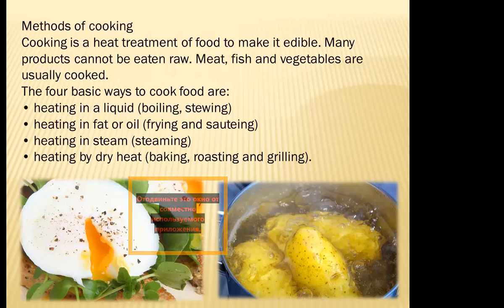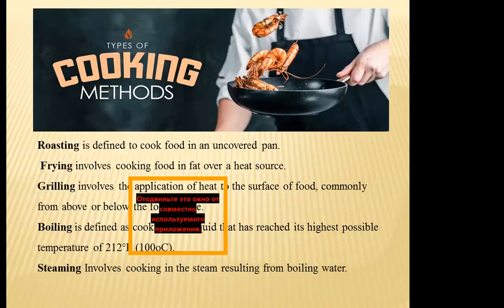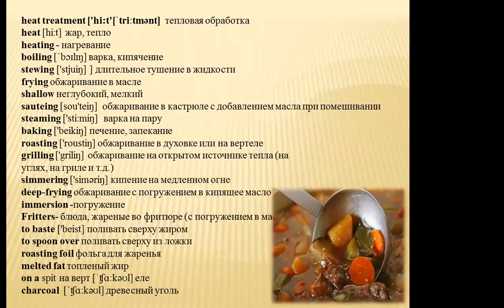The four basic ways to cook food are heating in a liquid, boiling, stewing; heating in a fat or oil, they are frying and salting; heating in steam, it is steaming; heating by dry heat, they are baking, roasting, and grilling. Students, what cooking methods are there? There are different types of cooking methods: roasting, frying, grilling, boiling, steaming.